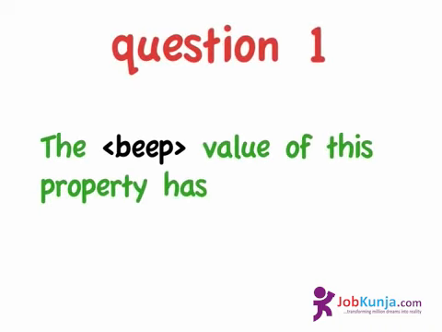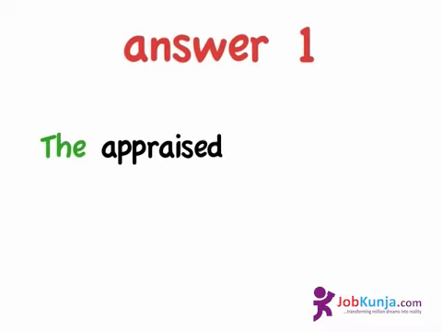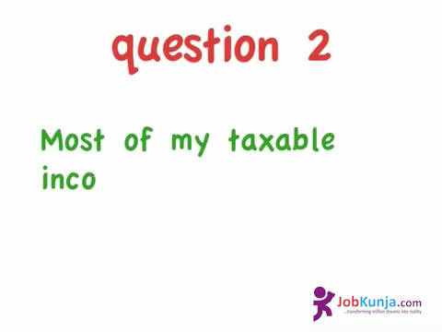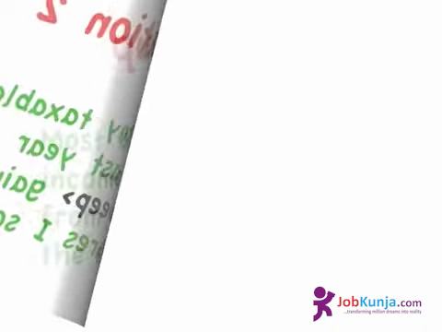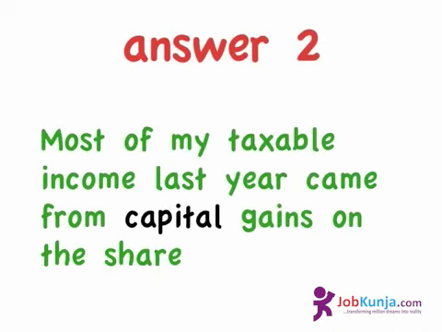The value of this property has more than doubled since we bought it. Answer. The appraised value of this property has more than doubled since we bought it. Most of my taxable income last year came from gains on the shares I sold. Answer. Most of my taxable income last year came from capital gains on the shares I sold.